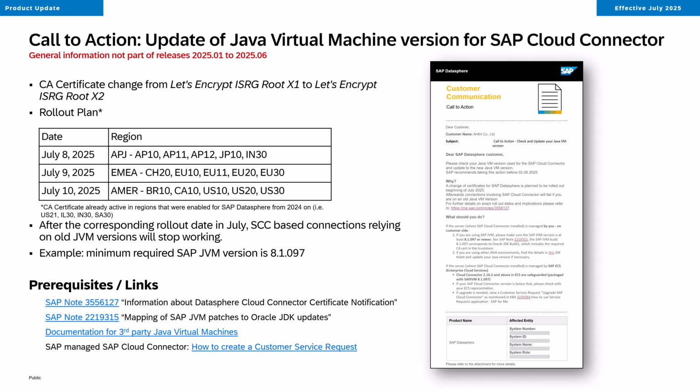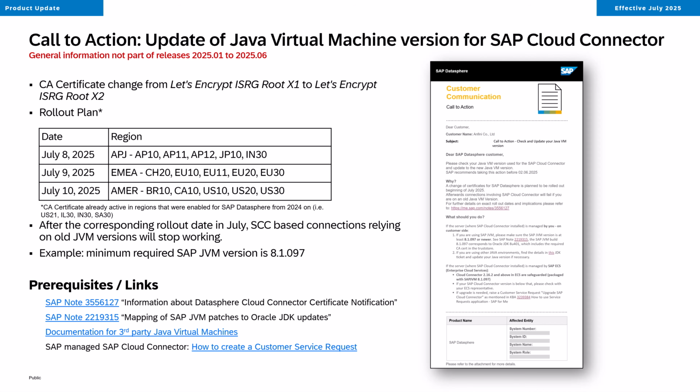In the links, you will find all the necessary information, what needs to be done to make your Cloud Connector setups ready for the rollout in July. This also includes the required Java virtual machine version that is needed so that your Cloud Connector-based connections in SAP Datasphere keep working also after the update. For example, if you're using SAP Java Virtual Machine, the required version is 8.1.097 or newer.